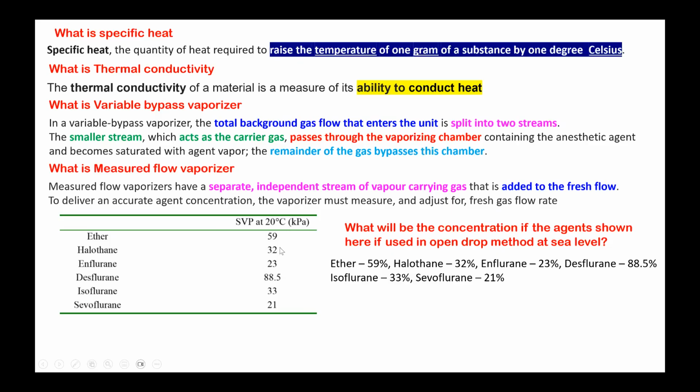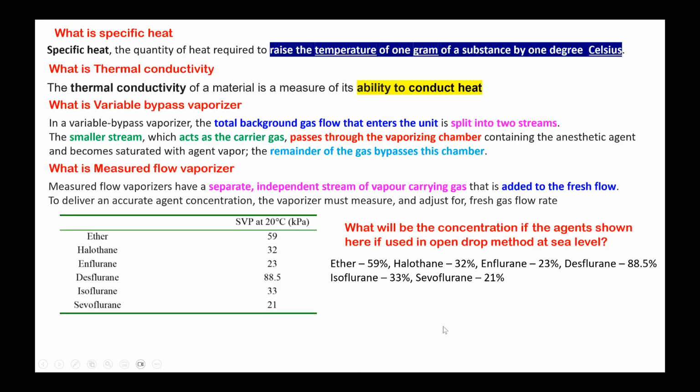59 divided by 100 into 100. 32 divided by 100 into 100. 88.5 divided by 100 into 100. That is why all the modern agents, you cannot use them as open drop. Whereas ether, even at 59%, is still safe because it cannot cause that much depression like your modern agents. So we cannot use any of the modern agents by open drop method.